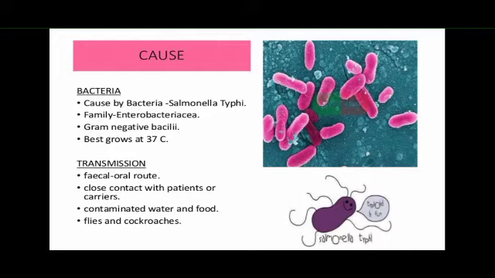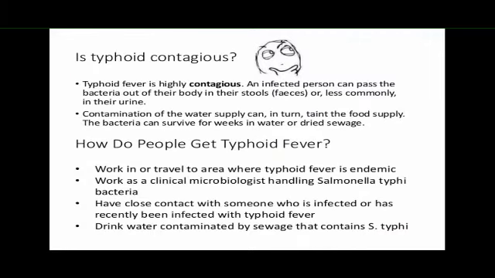Coming to the transmission or source of infection, the primary sources include the fecal material as well as urine of cases and carriers, and fecal carriers are more frequent than urinary carriers. The secondary sources include contaminated water, food, fingers, flies as well as cockroaches.